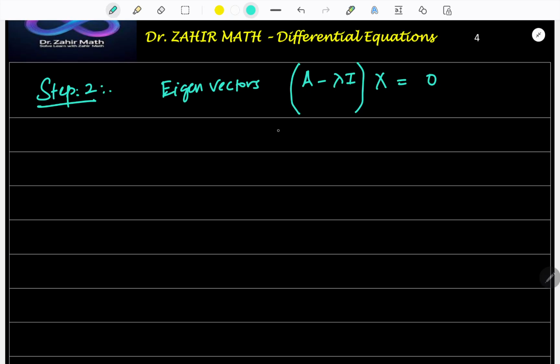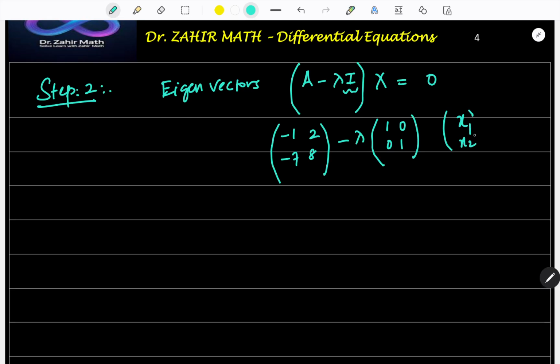What is the matrix A? Which is minus 1, 2 and then minus 7, 8. And then minus lambda times I, which is 1, 0, 0, 1 because it's a unit matrix, and then times x1, x2 is equal to 0, 0.